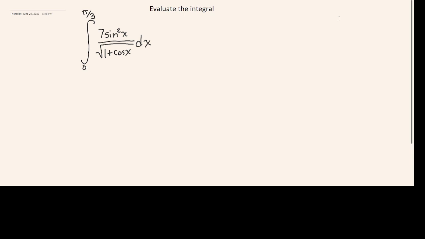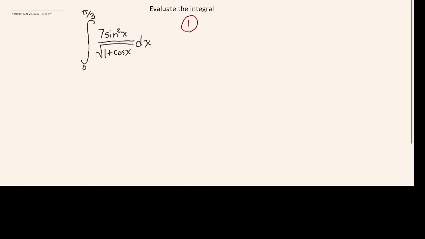Okay, so we're going to evaluate this integral, and it's in the form of a sine function on top and a cosine function on the bottom in a square root. When we're dealing with these ones where the cosine is in the bottom, like a 1 plus cosine x or a 1 minus cosine x, what we're going to do is rationalize the denominator by multiplying the integrand by the conjugate.